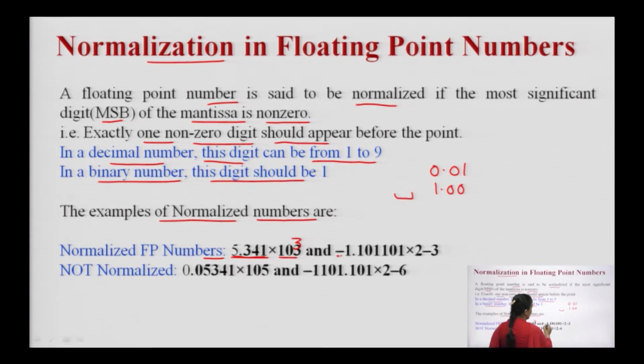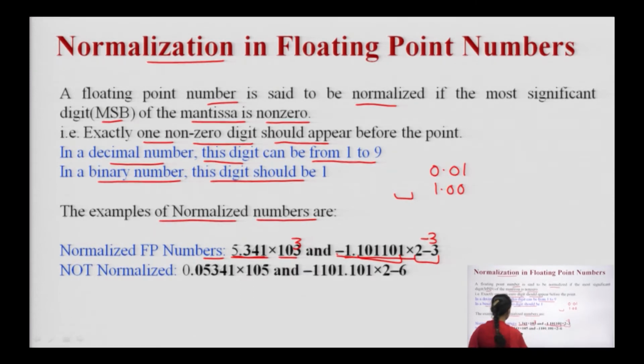Then another example, minus 1.101101 × 2^-3. So, it is a normalized floating point number that has a sign bit. Before the decimal there is exactly 1, after the decimal it carries the fraction part, and this is the negative exponent part, that is, the number is close to 0.